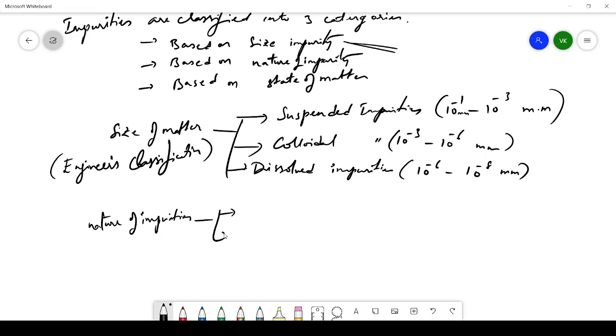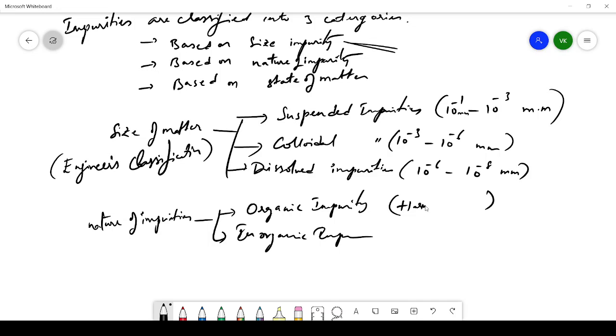It is classified into two types: organic impurity and inorganic impurity. Organic impurities, whether human induced or naturally induced in the water, are very harmful for consumption. It is not at all good. No organic substance should be present in the drinking water. And inorganic impurities could be present either naturally or human induced.